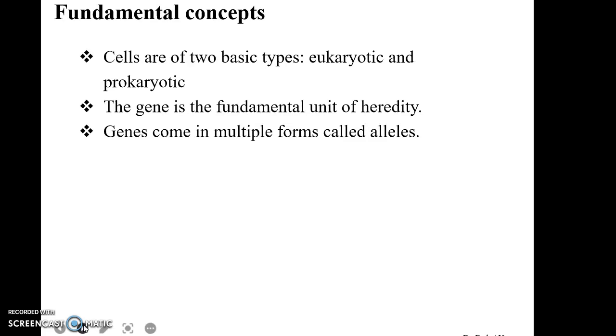But these genes, which are the fundamental unit of heredity, come in multiple forms, which are known as the alleles. A gene that specifies a characteristic may exist in several forms, and these forms are known as the allele. For example, a gene for the coat color in cats may exist as an allele that encodes black fur or as an allele that encodes orange fur. So alleles basically come in multiple forms.